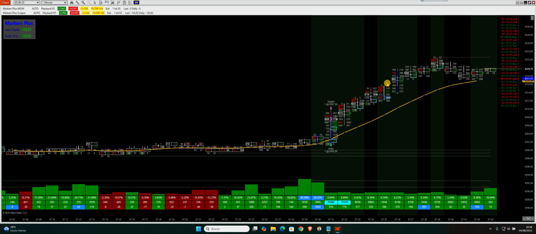These green backgrounds, as you can see, it was over here. It jumped from here to here. It would have been a 2 to 3 tick profit. It would have been profitable. So that's what it is.